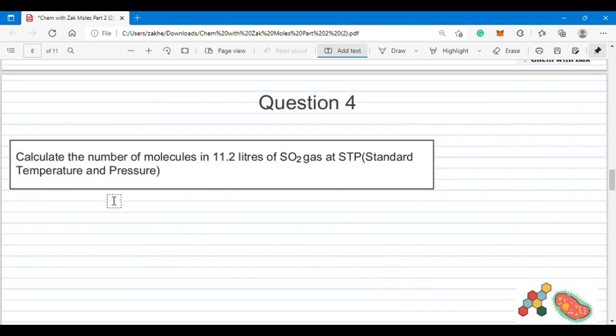For question 4, it has asked us to calculate the number of molecules in 11.2 liters of sulfur dioxide gas at STP. And STP simply means standard temperature and pressure. And for this question, we're given the value of 1 mole of sulfur dioxide to be equal to 22.4 liters, which is the STP value.